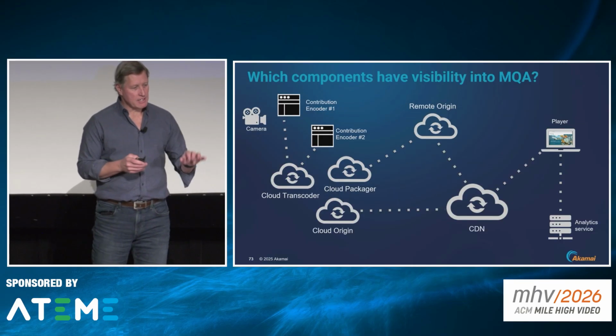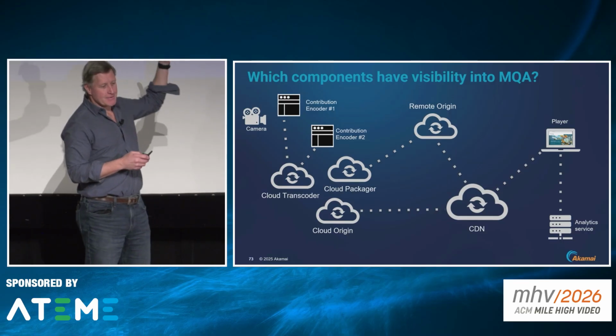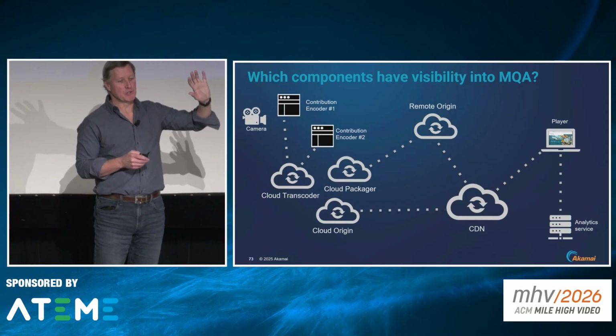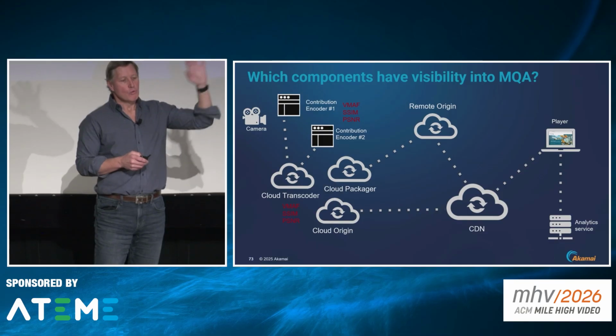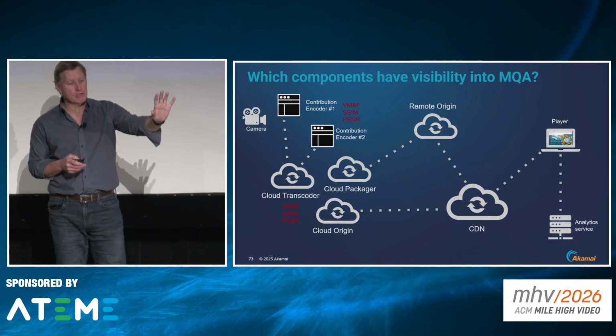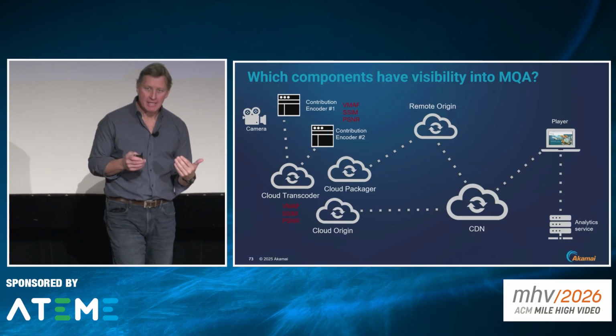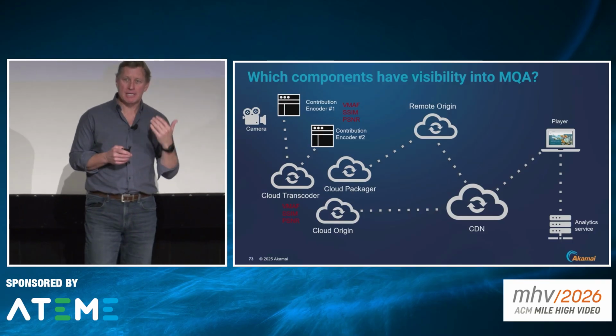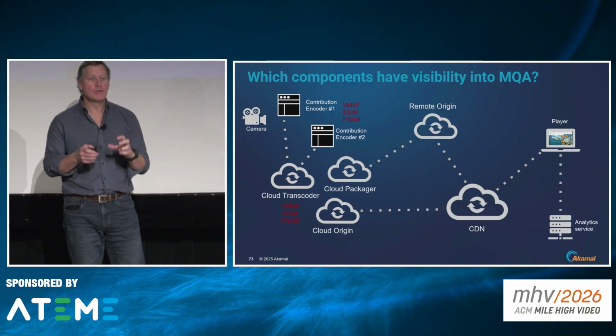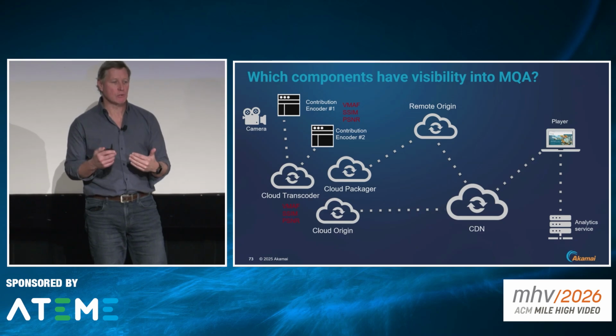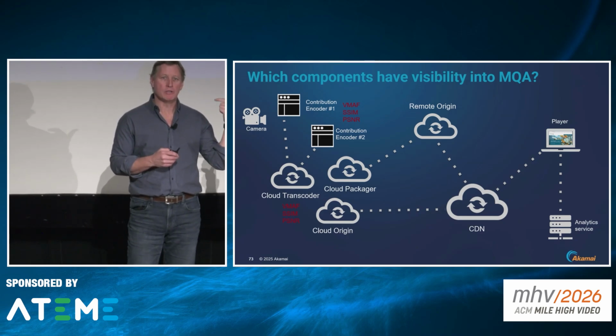So we have an admittedly complex, or not so clear, workflow distribution, right? And if we look at which components in this, going from contribution encoders to cloud to remote to origin to player, actually know about the quality. We have metrics like VMAF and PSNR and SSIM, right, that do measure the more complex perceived visual quality, but they're only known by a few components on the screen.